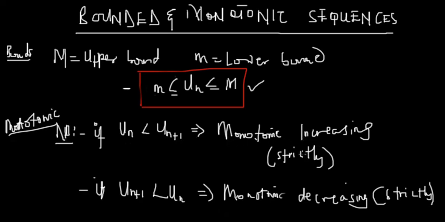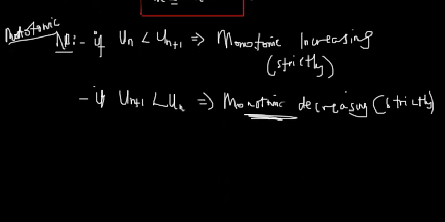Monotonic increasing, okay? And then whenever you have un plus 1 being less than un, that is monotonic decreasing. Now, let's take an example so that you get to understand the whole concept, okay?